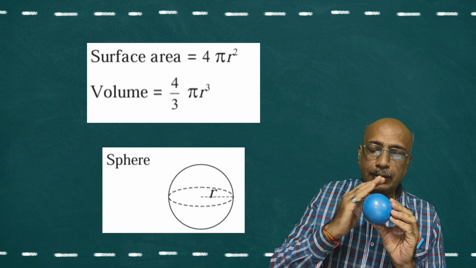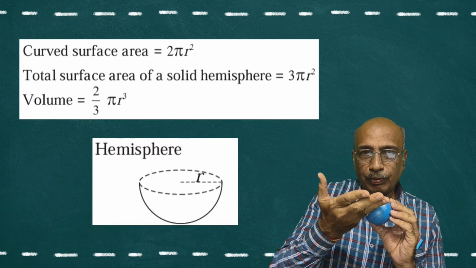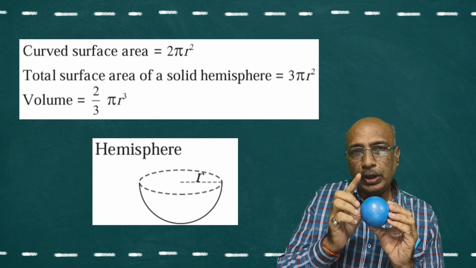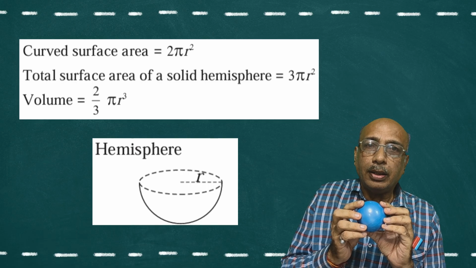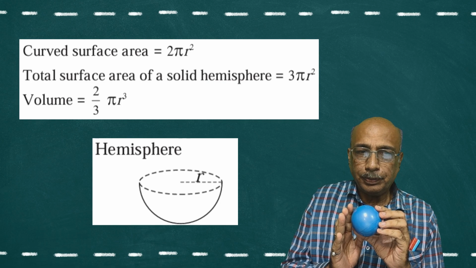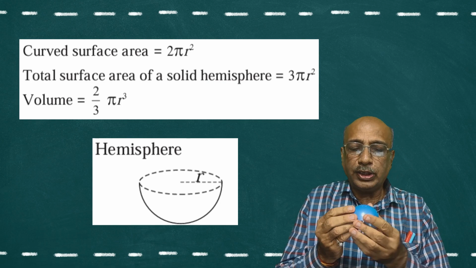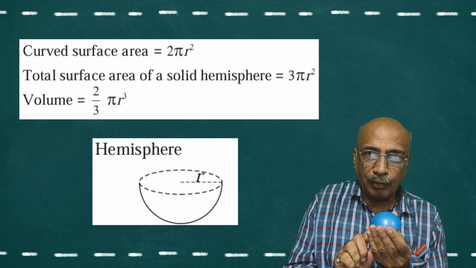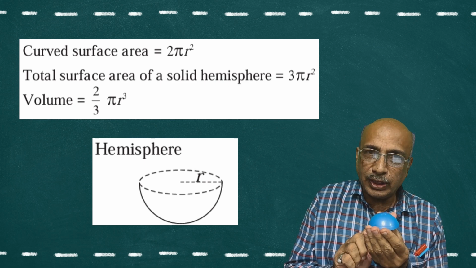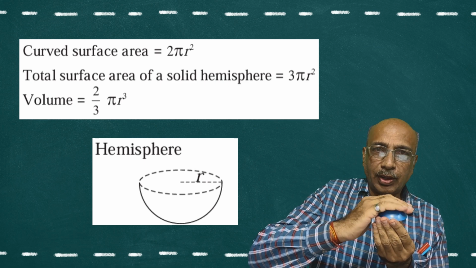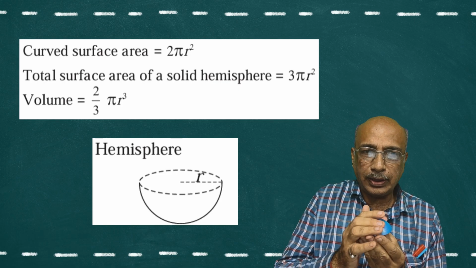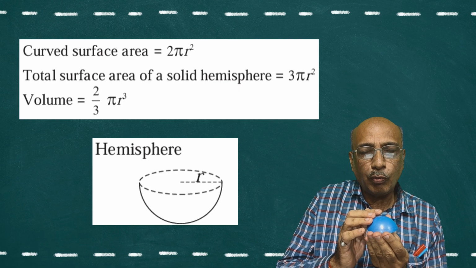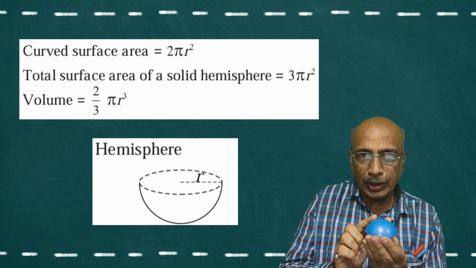If I make this sphere half, as shown in the diagram, it will be a hemisphere. Suppose this is half. This is not half actually. So the curved surface area will be half of the surface area, that is 1 by 2 into 4 pi r square, which is 2 pi r square.